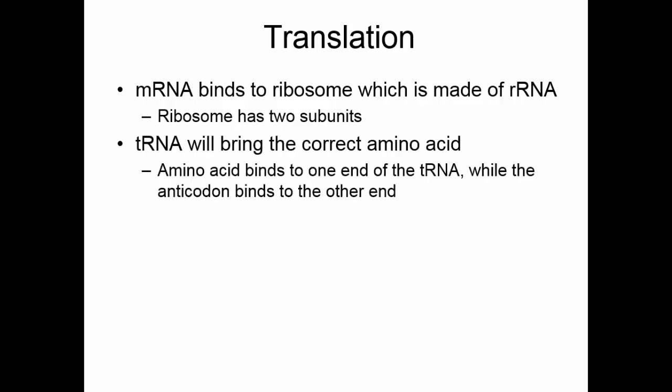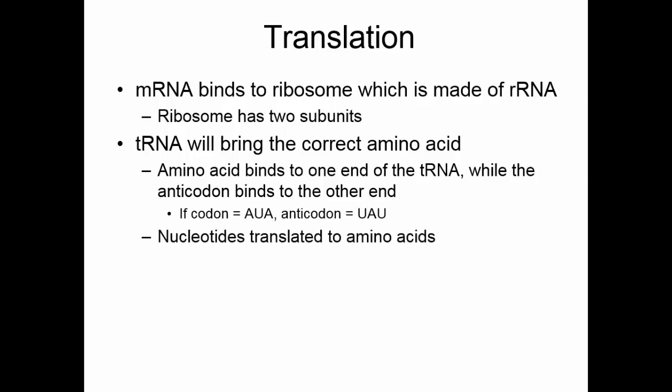Transfer RNA is constructed in such a way that one end of the transfer RNA will bind to an amino acid, and the other end has an anticodon. This anticodon is the complement base to the codon on the messenger RNA. So if the codon is AUA, the anticodon would be UAU. In this way, the nucleotides are translated to amino acids.